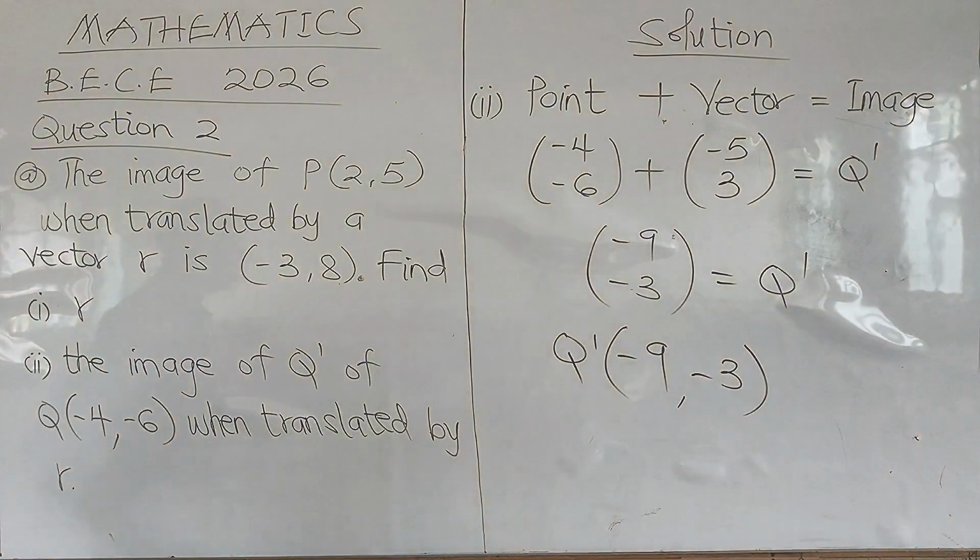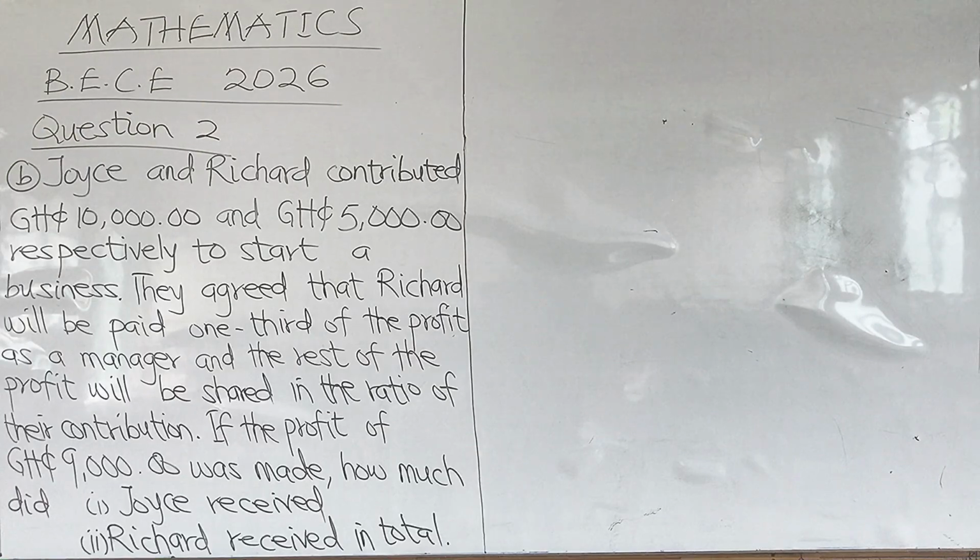Now let's look at the B part of question 2. Question 2b, and I read: Joyce and Richard contributed 10,000 Ghana cedis and 5,000 Ghana cedis respectively to start a business. They agreed that Richard will be paid 1/3 of the profit as a manager and the rest of the profit will be shared in the ratio of their contribution. If a profit of 9,000 Ghana cedis was made, how much did Joyce receive, and Richard receive in total?